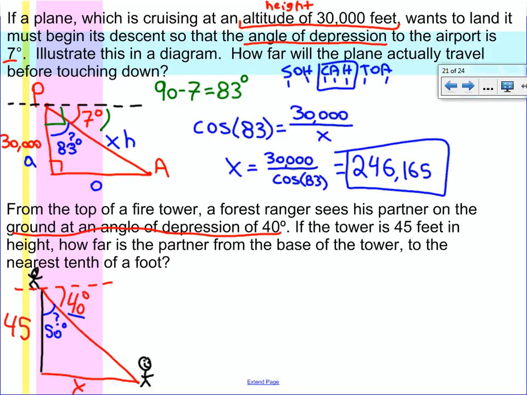Again, you're going to answer this question exactly like the question above. You're going to do Sohcahtoa. You're going to do cosine. When you do cosine, you're going to get 45 divided by the cos of 50, and your answer should be 70. So go ahead, try that on your own. See if you get an answer of 70.